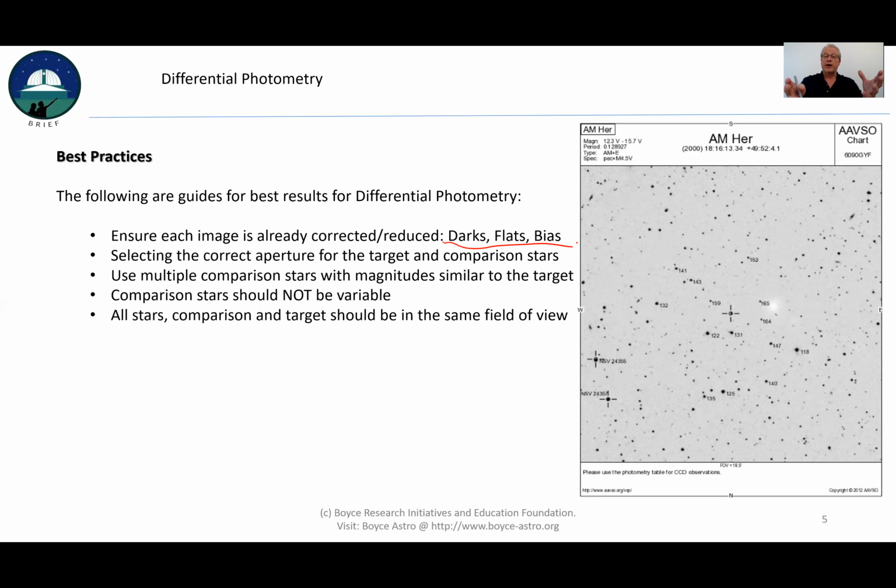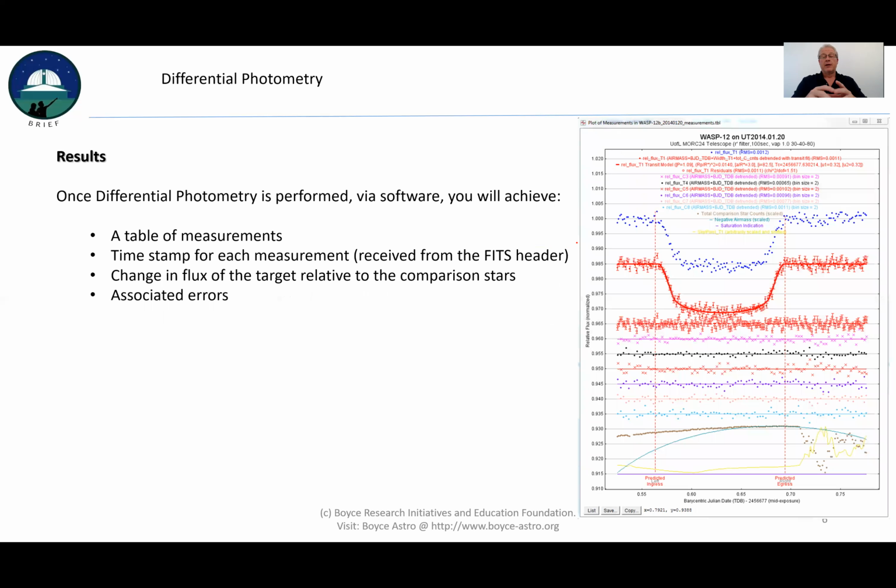You have to select the correct aperture for both the target and the comparison stars so you don't get other stars in there biasing your results. You have to use multiple comparison stars with brightnesses that are similar to the target. They don't have to be known, but they have to be similar and have to be steady state. Comparison stars should not be variable. All stars, comparison and target, should be in the same field of view. That's the best practice for differential.